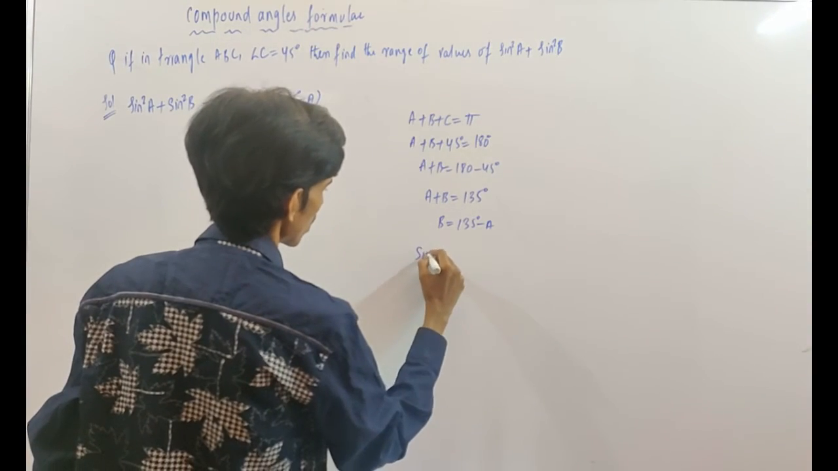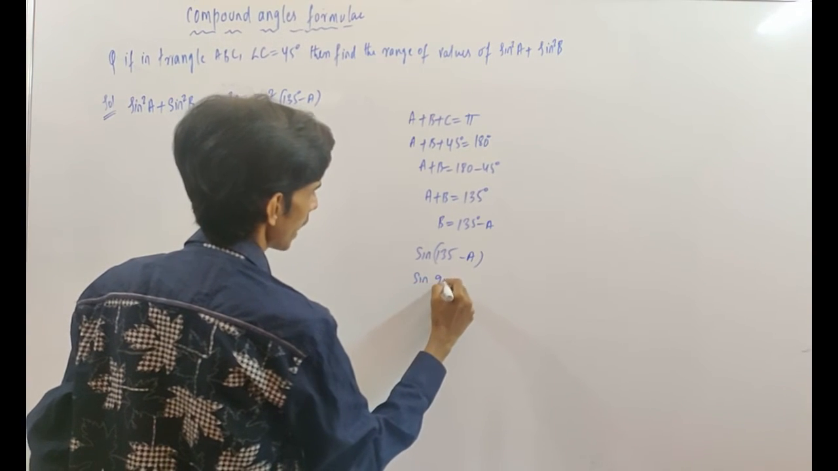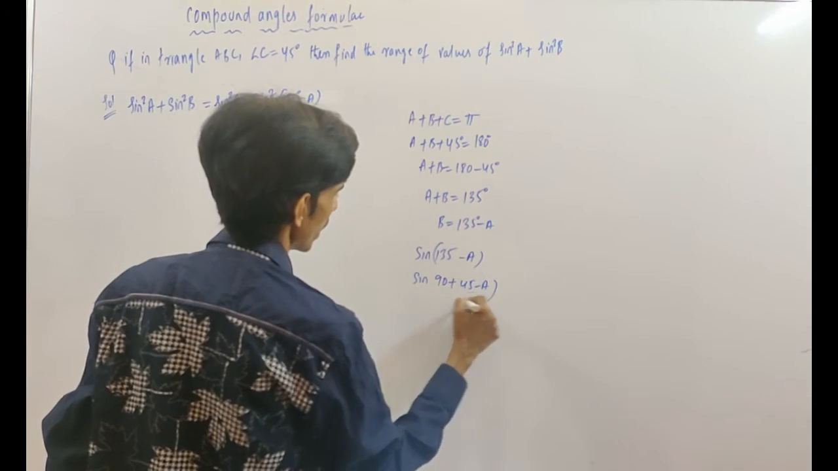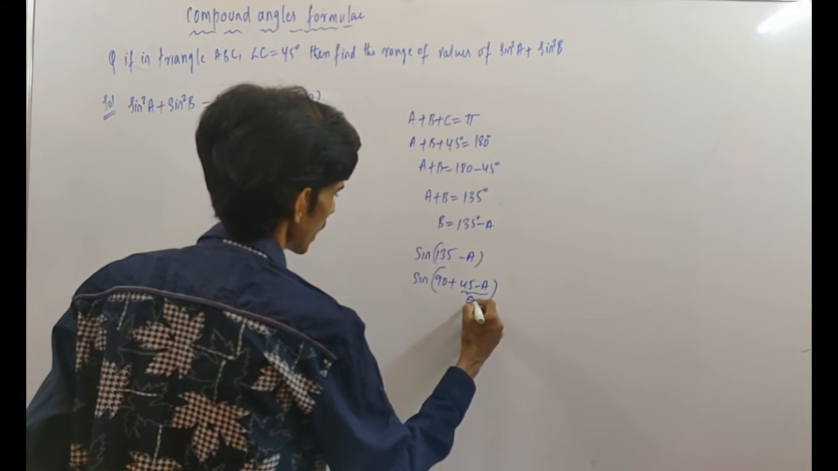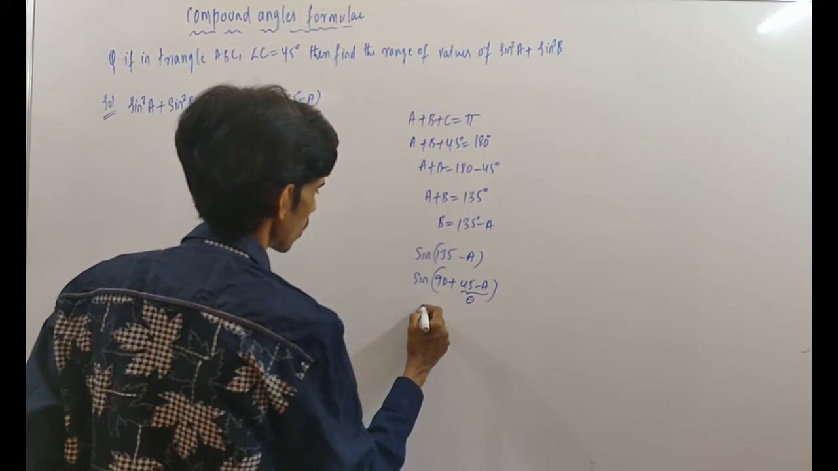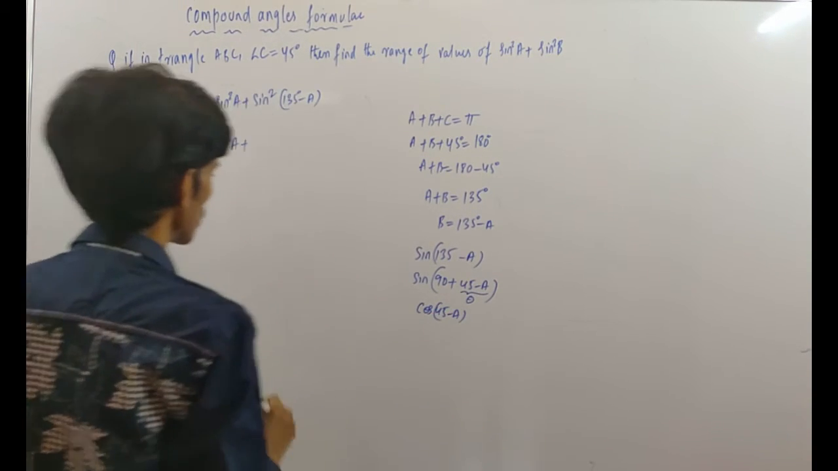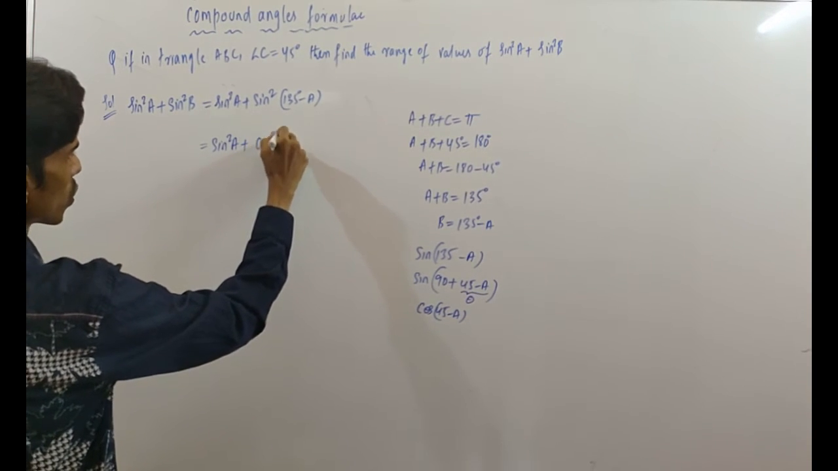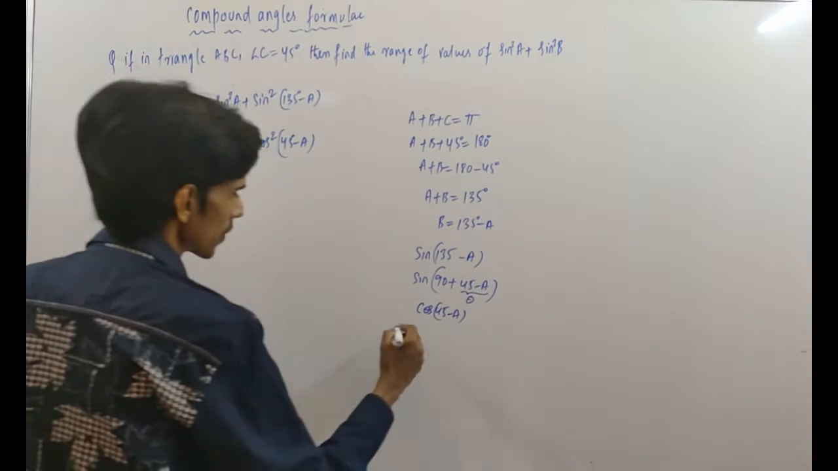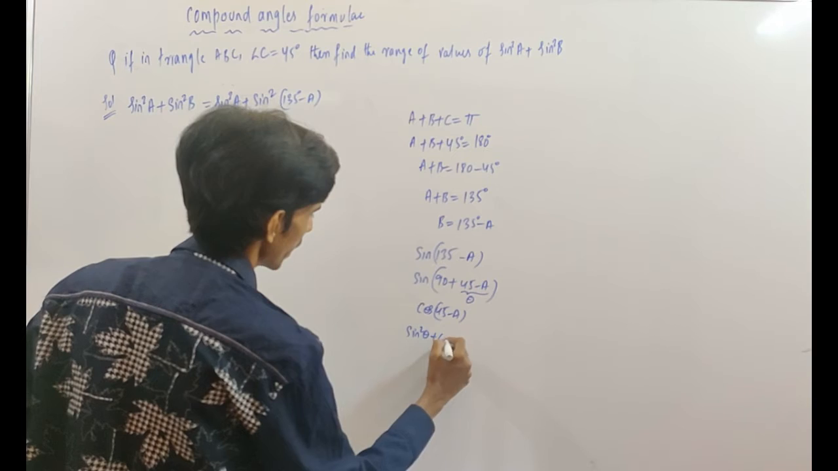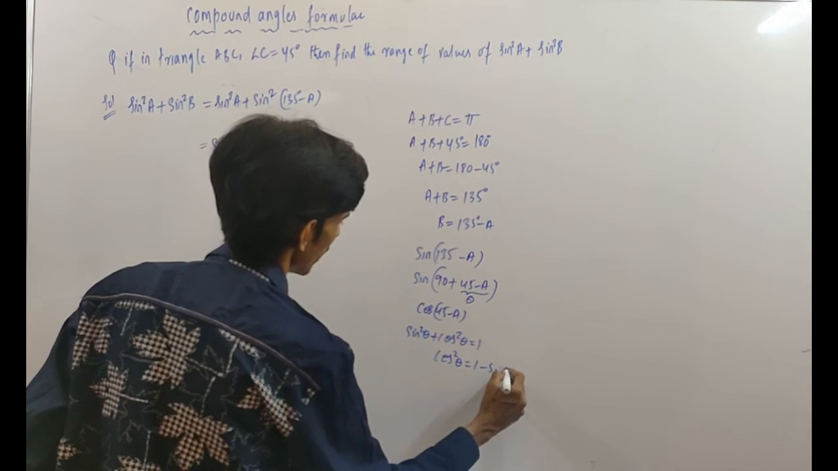Since sin(135 minus A) can be written as sin(90 plus 45 minus A), and 90 plus 45 is 135, take this as theta. Sin(90 plus theta) is cos theta. So it becomes cos(45 minus A), and so cos²(45 minus A). Since sin²theta plus cos²theta is 1, cos²theta is 1 minus sin²theta.